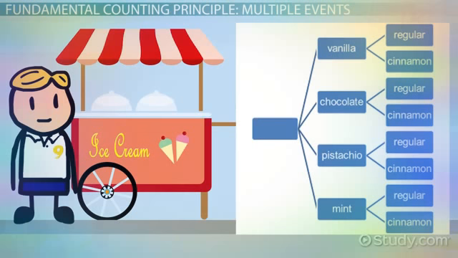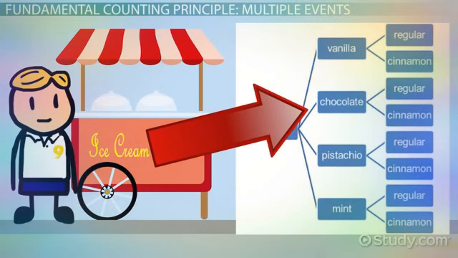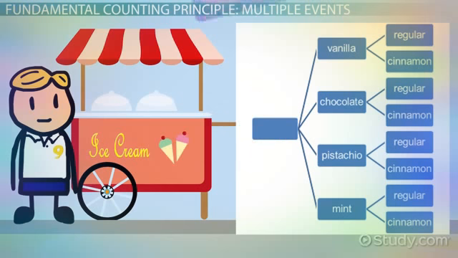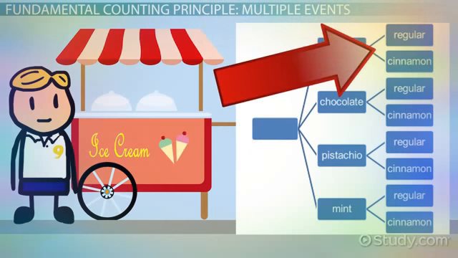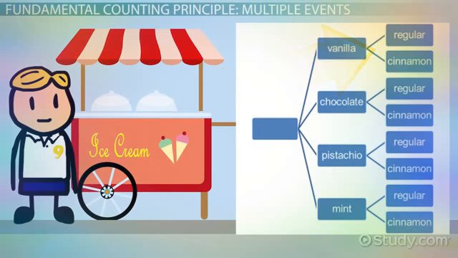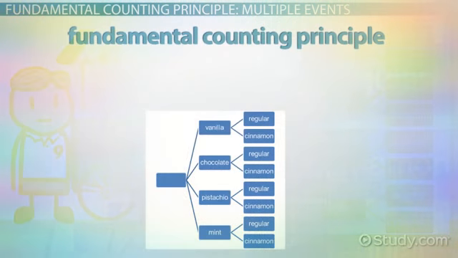There are 4 possibilities from just choosing an ice cream flavor. Once we choose an ice cream flavor, we need to choose a cone. There are 2 possible cones to choose from, so there are 2 possible combinations with each flavor. Therefore, the possible number of ice cream cones is 4 times 2 equals 8. We can also see this in the tree diagram. We just used the fundamental counting principle.